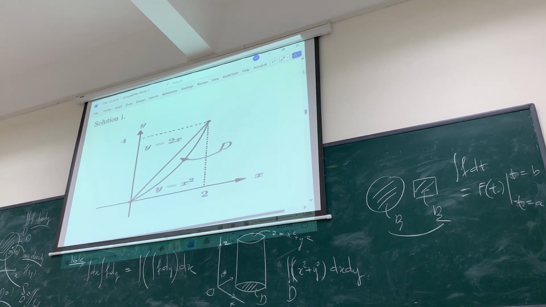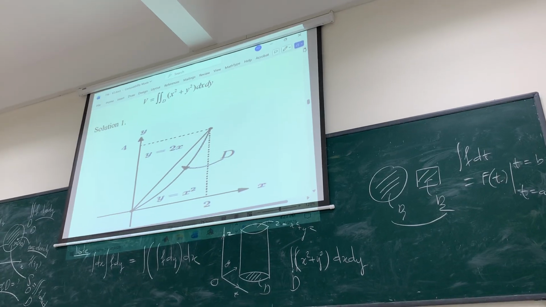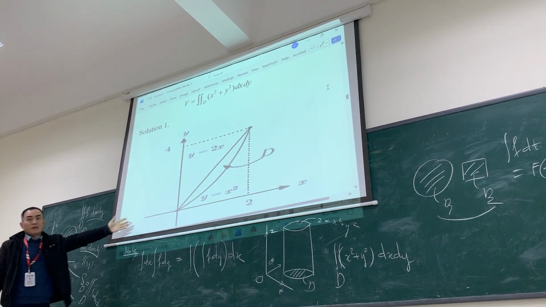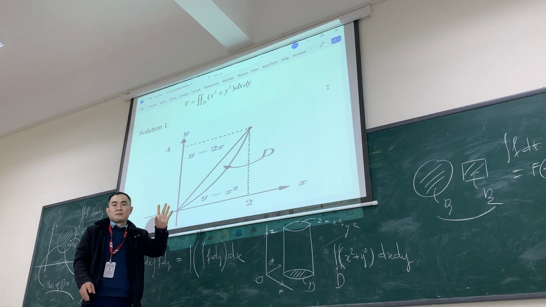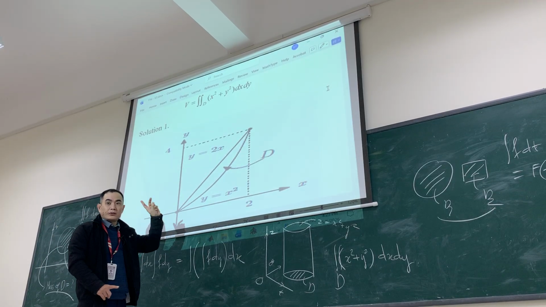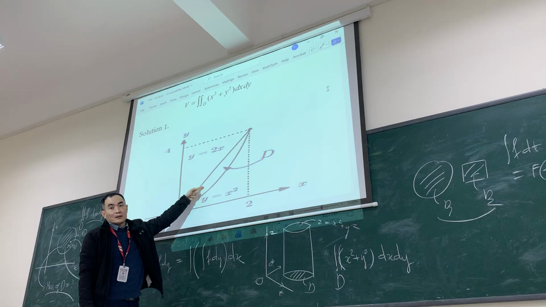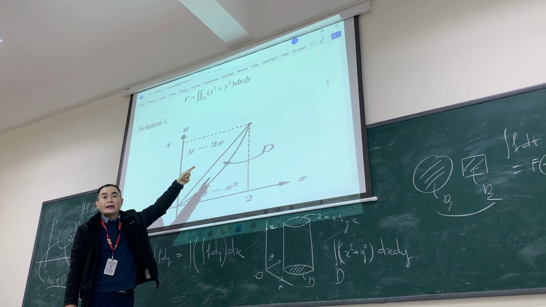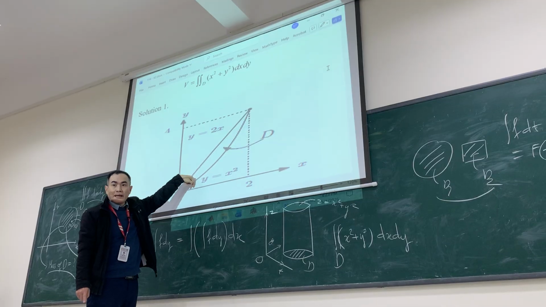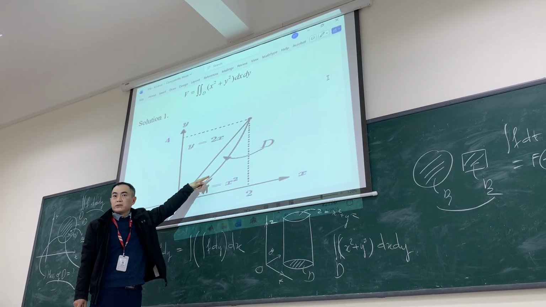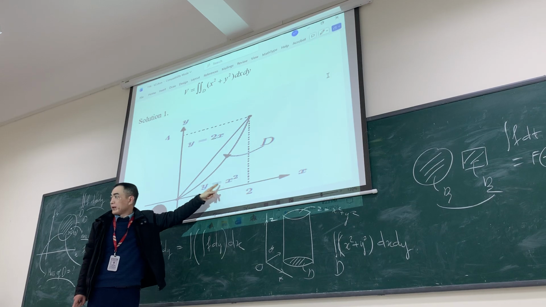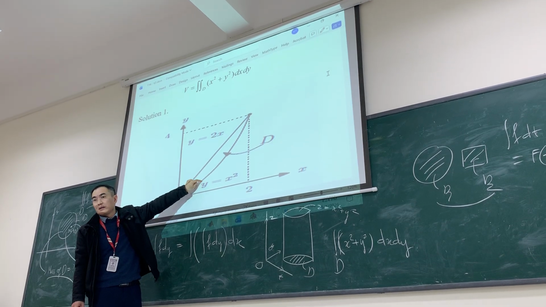Now, D. Okay, we can draw domain D. D is bounded by two curves: the line y equals x and the parabola y equals x squared. Okay, we have the domain D.